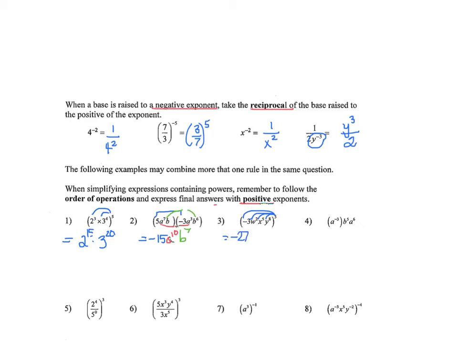There we go. W squared cubed would be w to the exponent 6. X to the exponent 5 cubed would be x to the 15. And y to the exponent 8 cubed would be y to the 24. So again, these are all powers of powers, so therefore I'm multiplying the exponents.